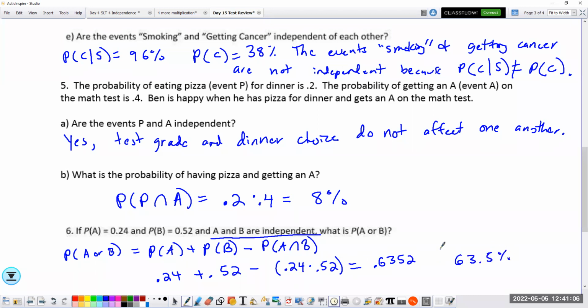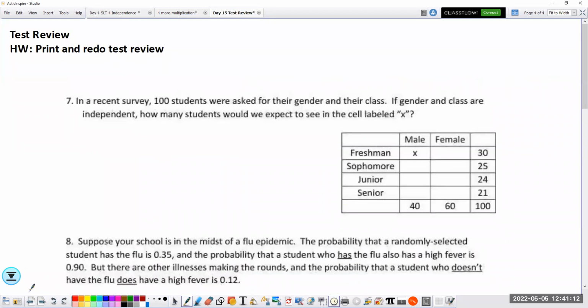Or you could say 63.5%. Okay. Number 7 says, in a recent survey, 100 students were asked their gender and their class in school. If gender and class are independent, how many students should we expect to see labeled in box X? Now, I want to remind you of something. Let's just pick male and freshman. If these are independent events, the probability of being a male will equal the probability of being a male given that you are a freshman.